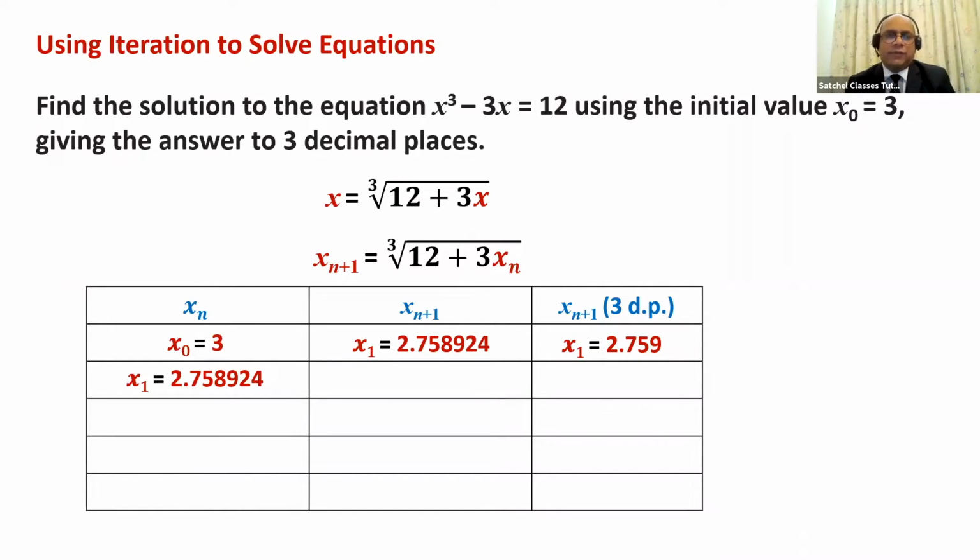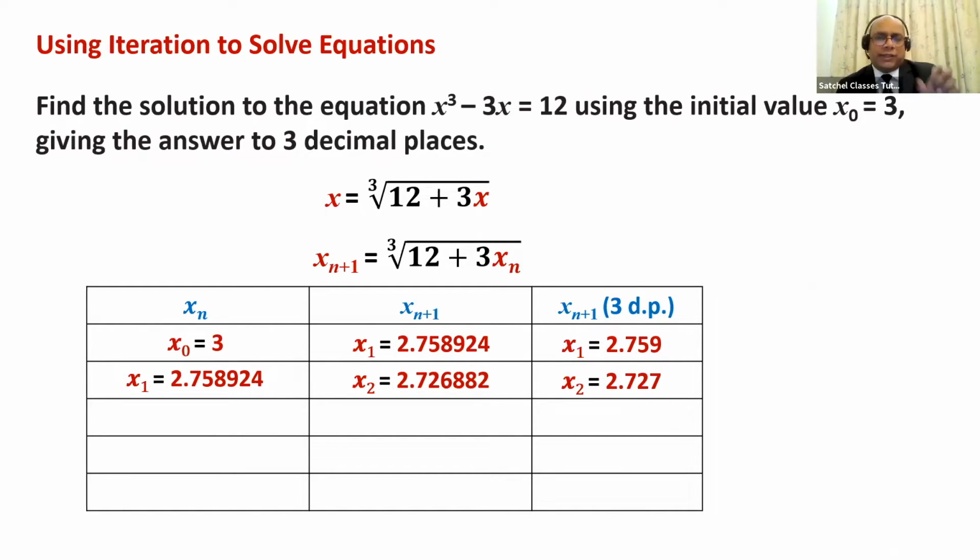And the value of x1, which I'll put in, is 2.758924. That will be inside the cube root symbol. So 3 times this number, x1, plus 12, whatever that is, find the cube root of that. That will be your x2. So x2 is 2.726882, which when rounded to 3 decimal places is 2.727. Correct? Now, if you look at x1 and x2, they are two different answers. So we still don't have any consistent answer.